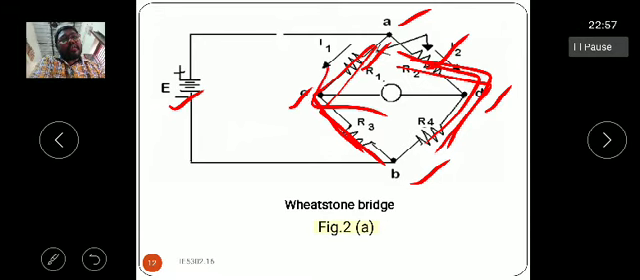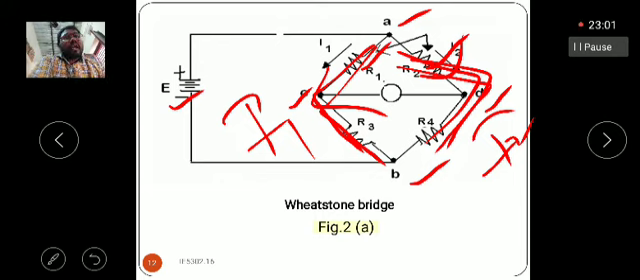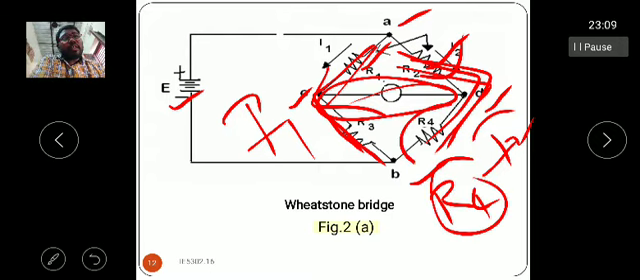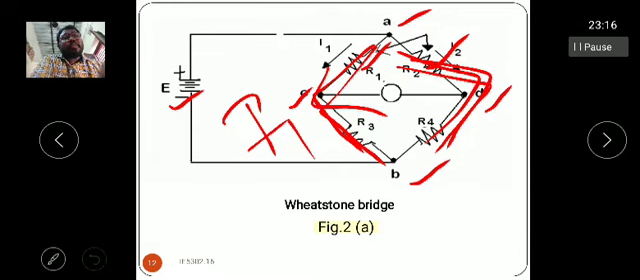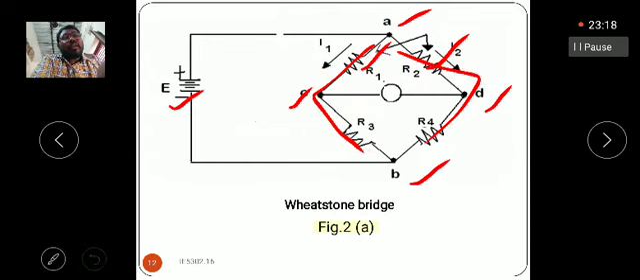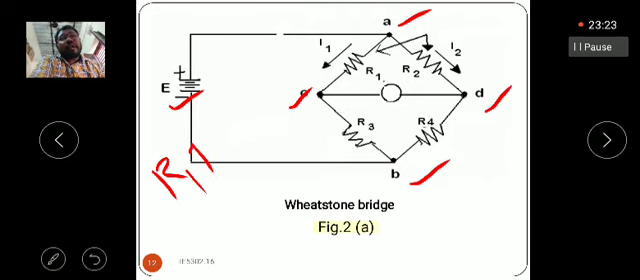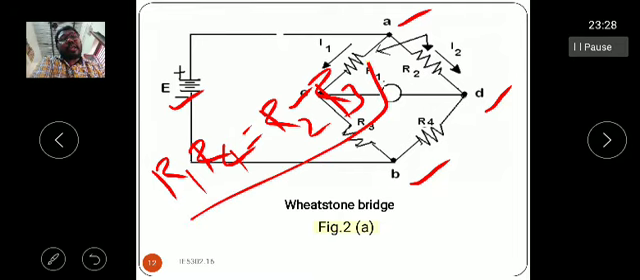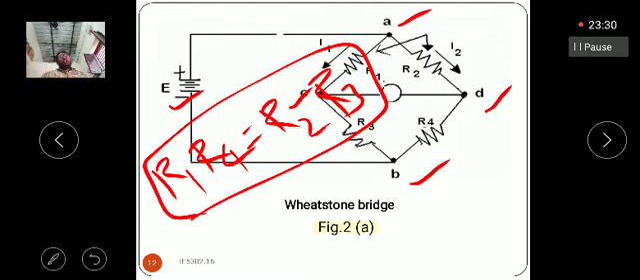Here the distributed current we take as I1, and here the distributed current as I2. Then the galvanometer current is 0. The resistance R4 is unknown, and we know the resistance values of the other arms, so we can easily find R4 from the ratio: R1 R4 is equal to R2 R3. Based on this ratio, we calculate the unknown resistance value.